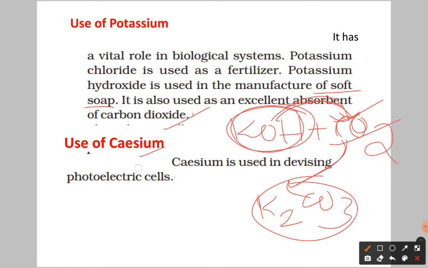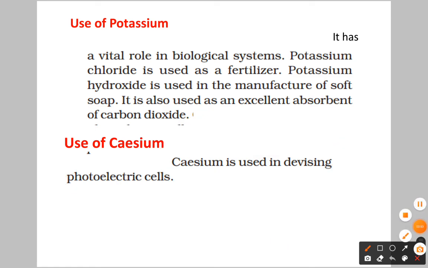Next, we come to cesium. It is used in what? Photoelectric cells. We already discussed the photoelectric effect. For that we have cells that are called photoelectric cells. Why? Because, as we already discussed, it has a low ionization potential, so it can easily lose electrons. So we use cesium in photoelectric cells. So these are the uses of alkali metals.